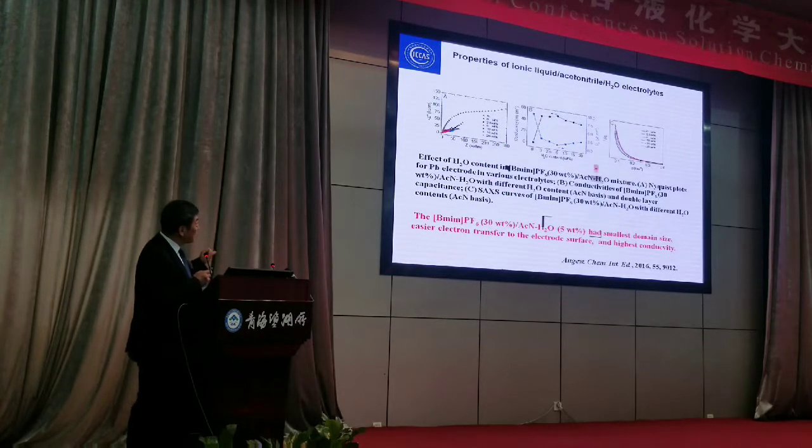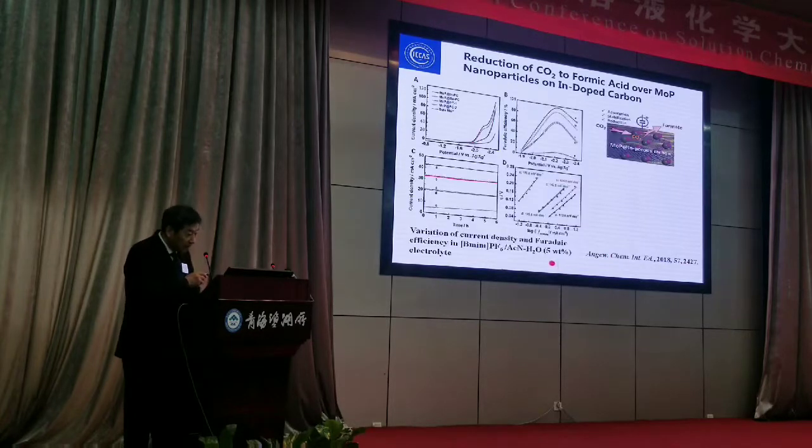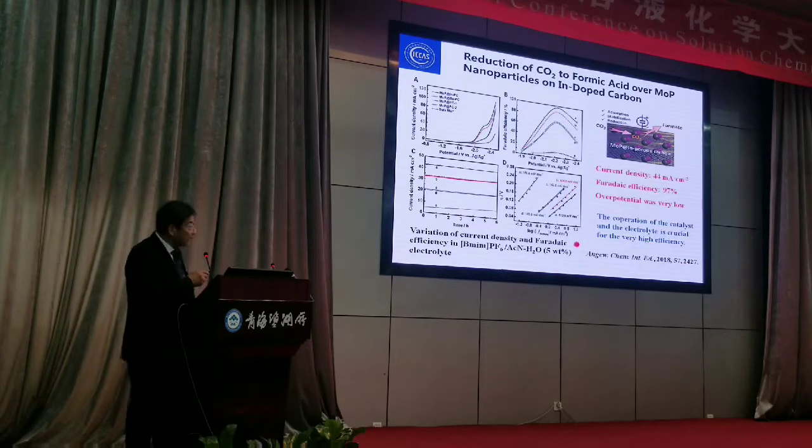I can give the conclusion here because I want to finish my lecture in a shorter time. At this composition, the solution has a small solvent size, easier charge transfer to the electrode surface, and high conductivity. That means the combination, the microstructure, which of course results from intermolecular interaction, is very important for controlling the properties of the electrolyte. And this is not the only example using this ternary electrolyte. We have found that a number of reactions are very efficient using this special electrolyte.